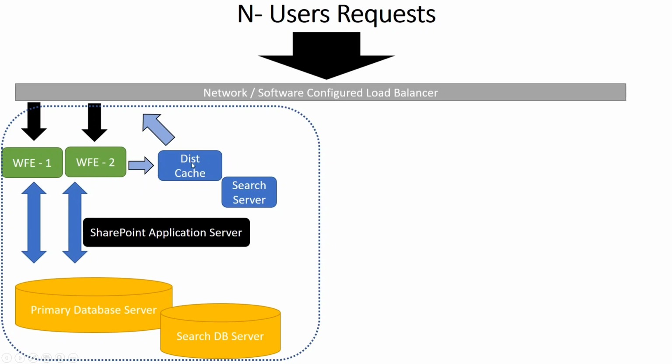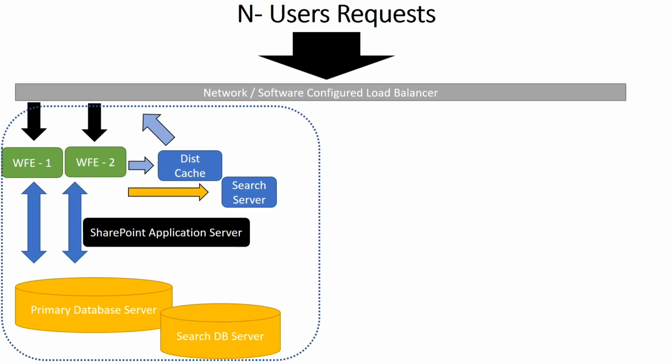So the cache server is greatly reducing the load, or the IOPS calls, on the primary database server. Rather than going to the primary database server, they are fetching the data from the already cached memory of your distributed cache server. In this way the distributed cache server is entertaining the requests, and it normally operates on port 22233, I think, or 2233.